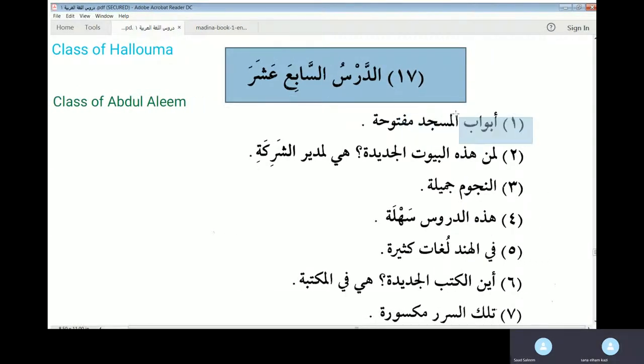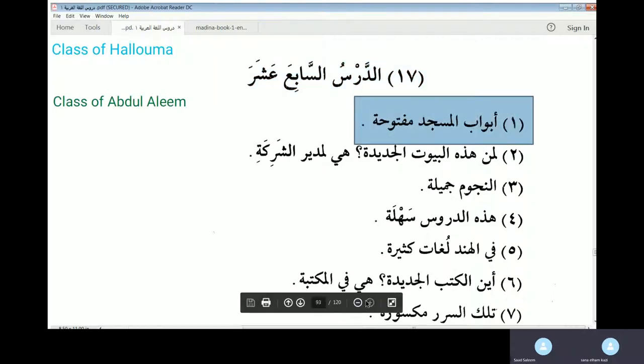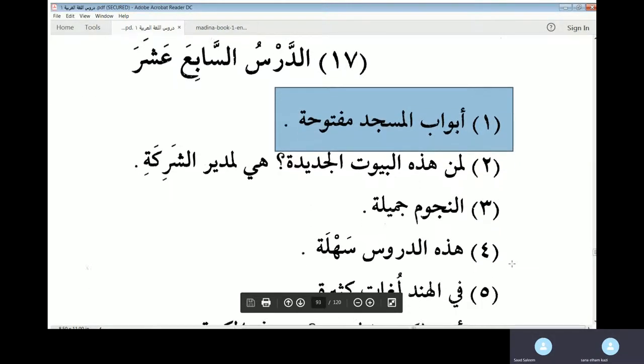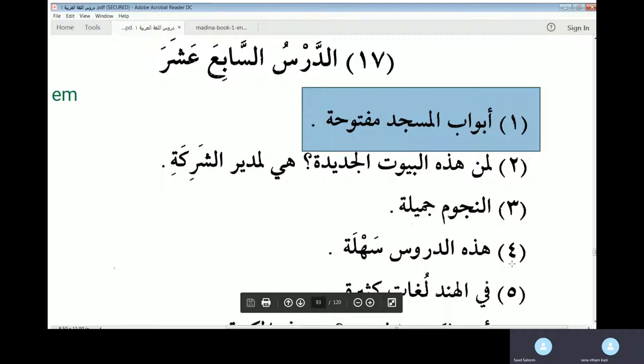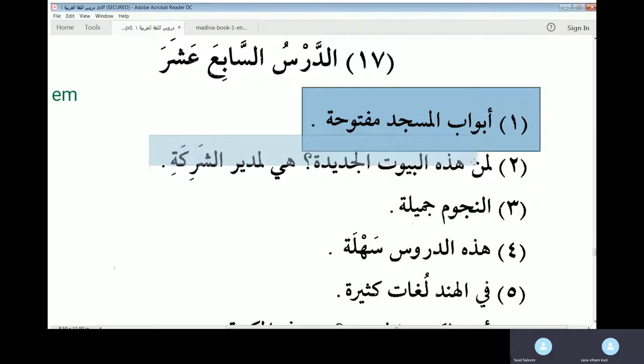Lesson seventeen. Abwabul masjid, the doors of the masjid. Abwabul masjidi maftuhatun. The doors of the masjid are open.